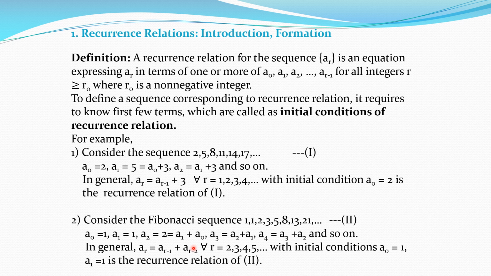Because a_r depends on the previous two terms, a_0 and a_1 must be given. Then we can find all terms from a_2. So the initial conditions are nothing but the a_0 and a_1 values. So a_0 is equal to 1 and a_1 is equal to 1. These are the initial conditions. So this is the recurrence relation for the Fibonacci sequence.